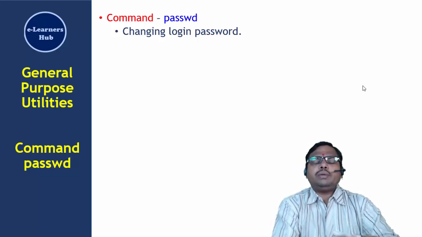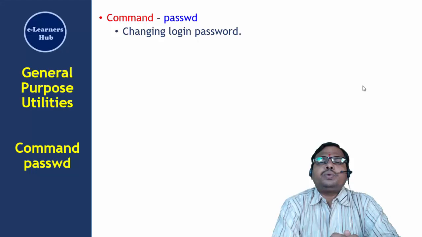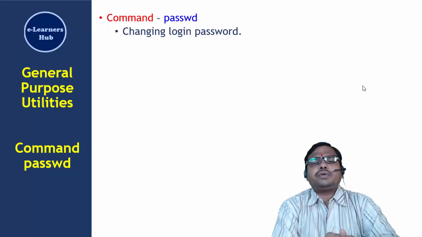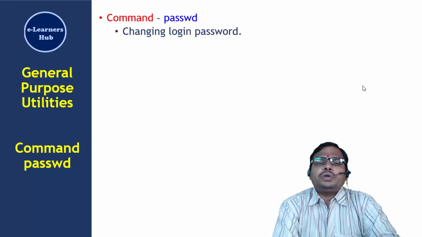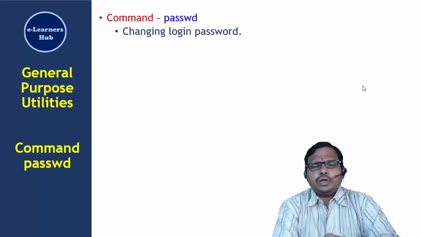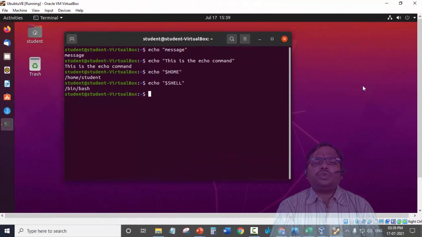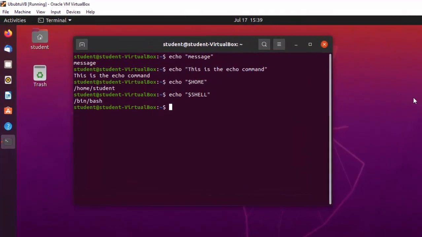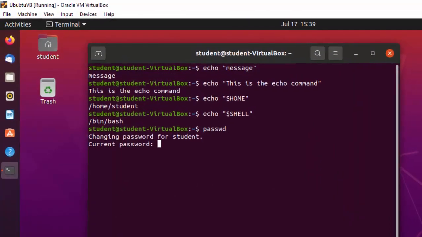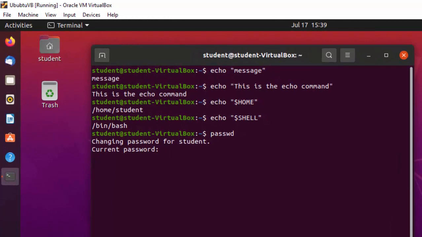When you type the passwd command, it will ask you for the current password, and once you enter the current password, it will ask for the new password twice. Once you enter the new password twice, the password will change and you'll have to log in with the new password. Now we are not going to change the password, but I'll show you how the passwd command works. When you enter the passwd command, it will ask you for the old password, that is the current password, and then once we enter it, it will ask you for the new password.